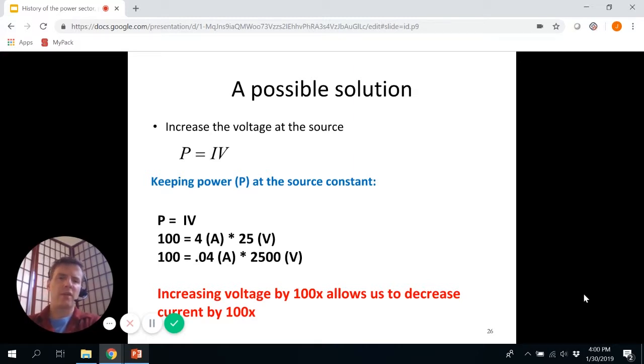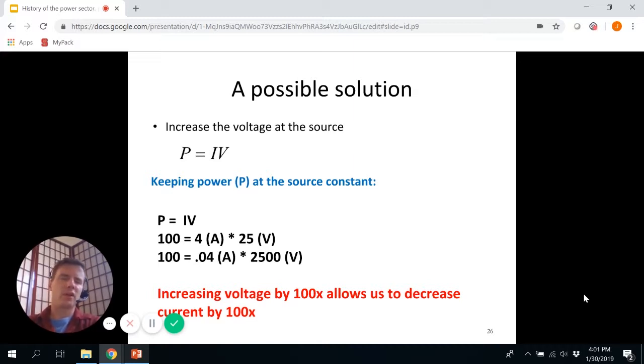So let's say we have this power plant, this generator that produces electricity, and we represent the amount of power that is being produced as equal to current I times voltage V. And whatever solution we come up with here, we want to keep the power the same. We want to be able to produce the same amount of electricity.